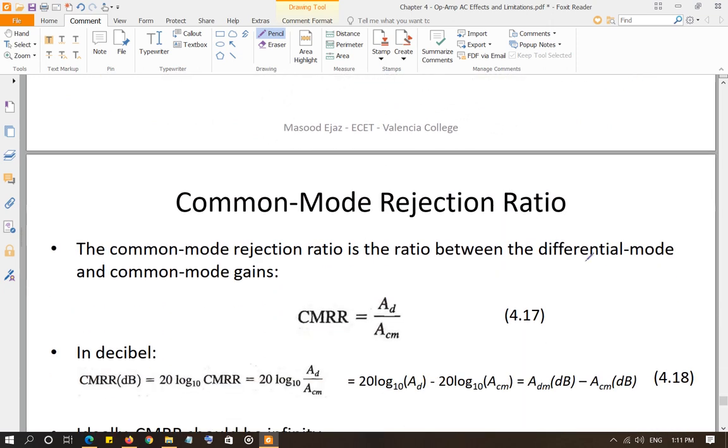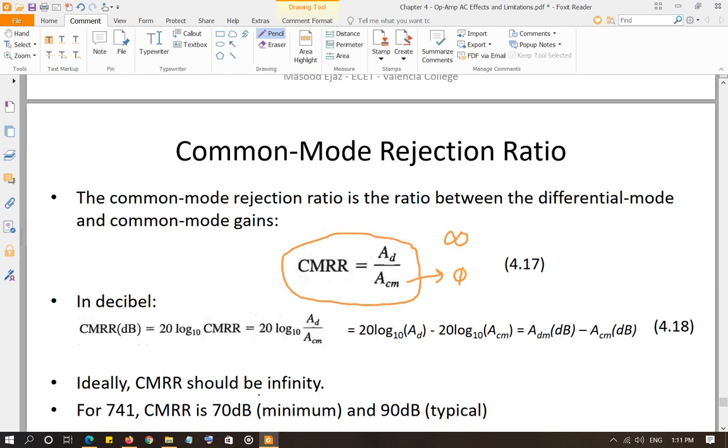So what is common mode rejection ratio? Common mode rejection ratio is the ratio between the differential gain and the common mode gain. Now, ideally it should be infinity, because we assume that ideally the common mode gain should be 0, hence CMRR ideally should be infinity. Practically it is not infinity.